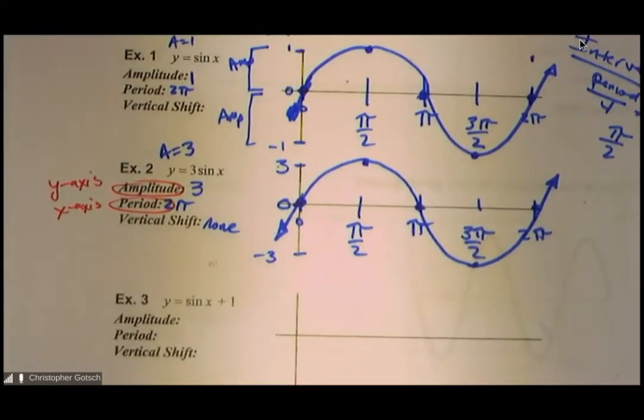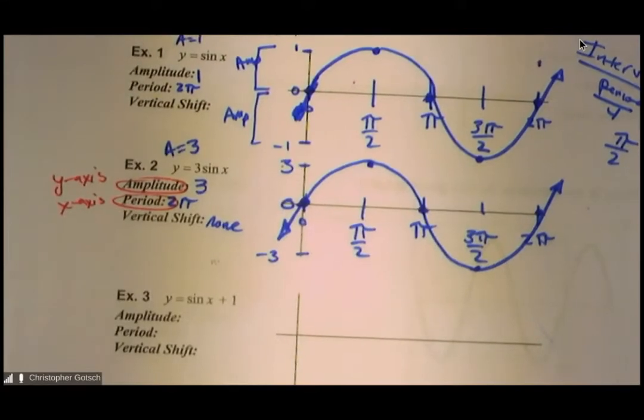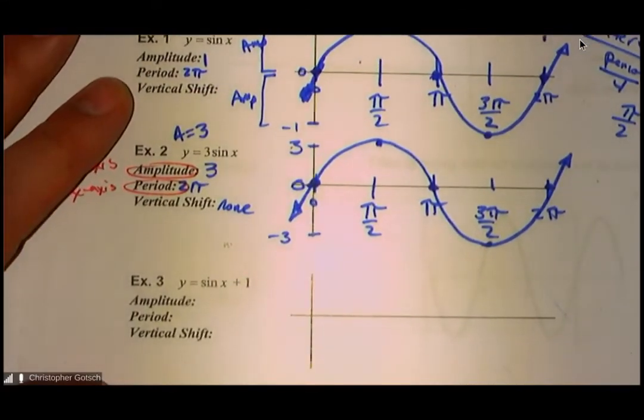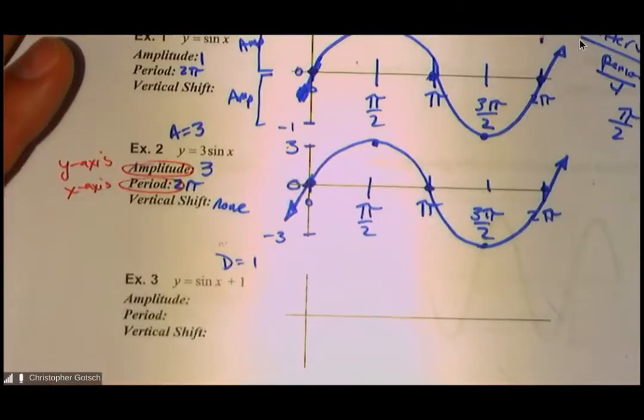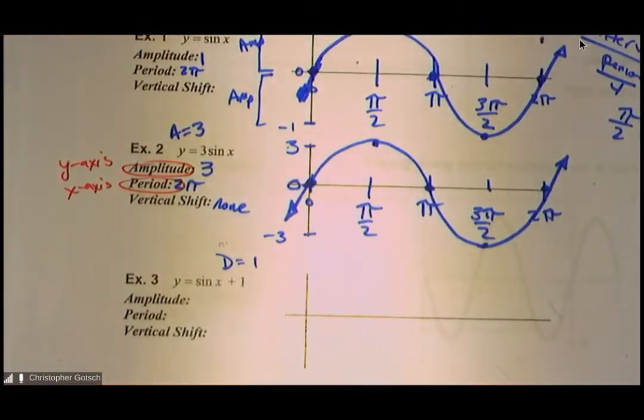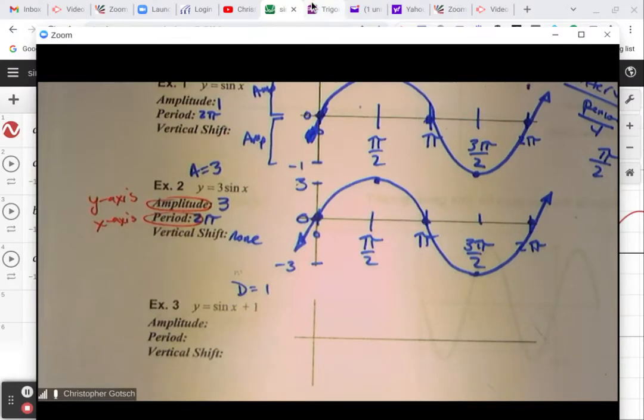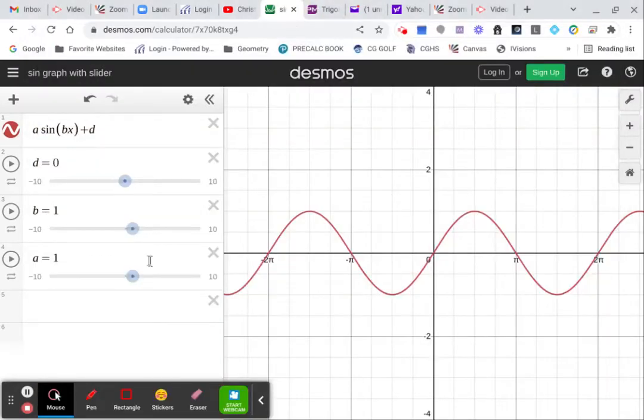All right, let's take a look at the next one. I've got y equals sine of x plus 1. This time, this is the d value. Okay, so as we take a look, I'd like to show you guys this guy here. This is y equals a sine of bx plus d. The d value is plus 1.